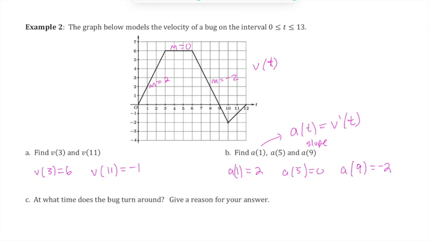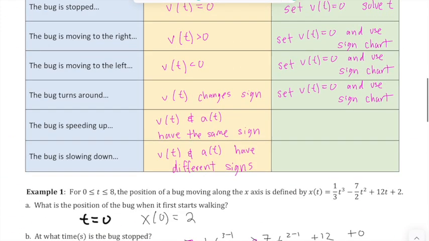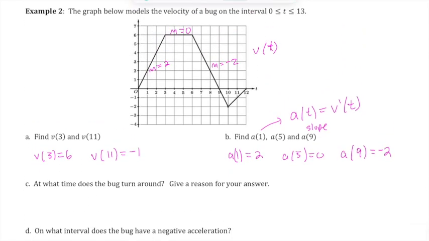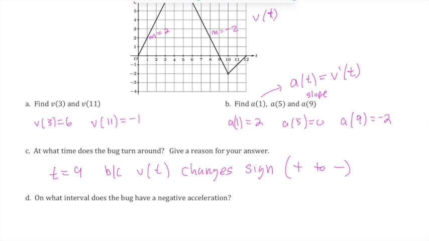Question C, it says, at what time does the bug turn around? Give a reason for your answer. So again, when you turn around, you're looking for the velocity changing signs. So the velocity is positive here and then turns into negative. So it looks like at t equals 9, we change directions. And so you would say the bug turns around at t equals 9 because the velocity changes sign, positive to negative.